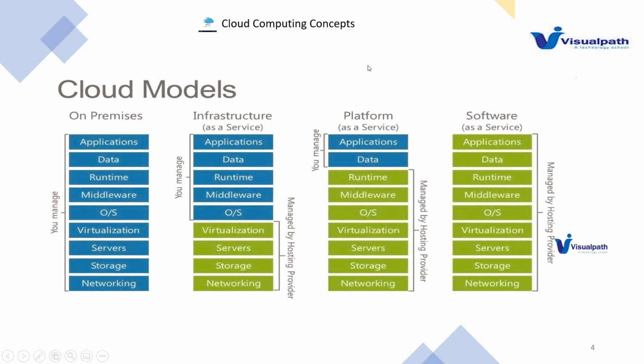So here are the cloud service models. We have on-premise, infrastructure as a service, platform as a service, and software as a service. We have different service models based on how we manage the compute resources.